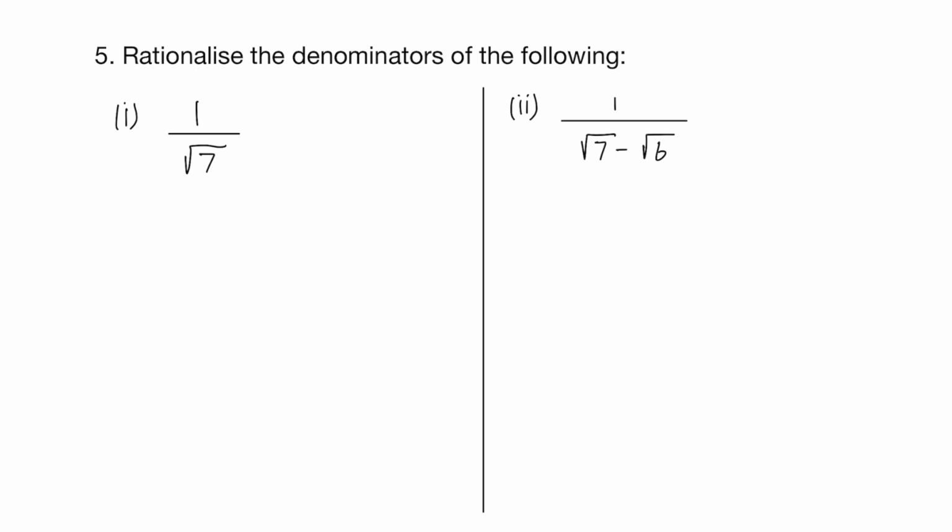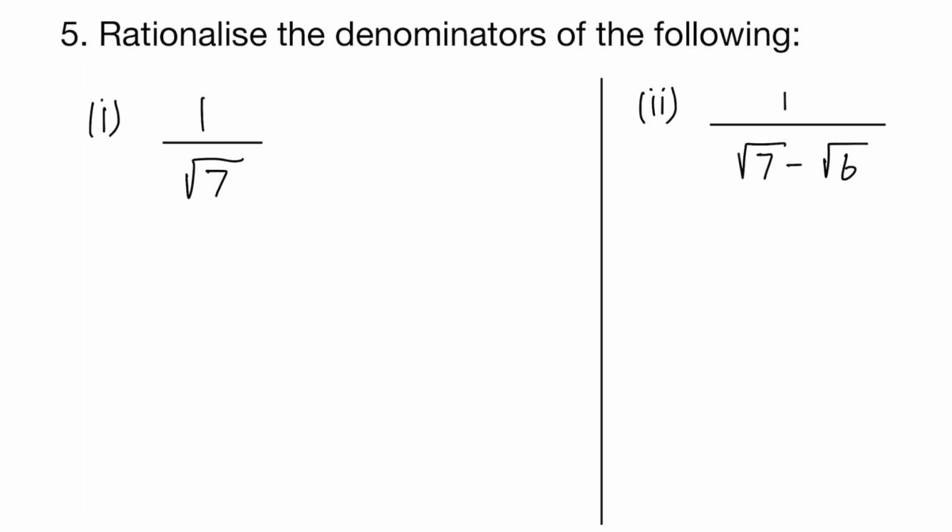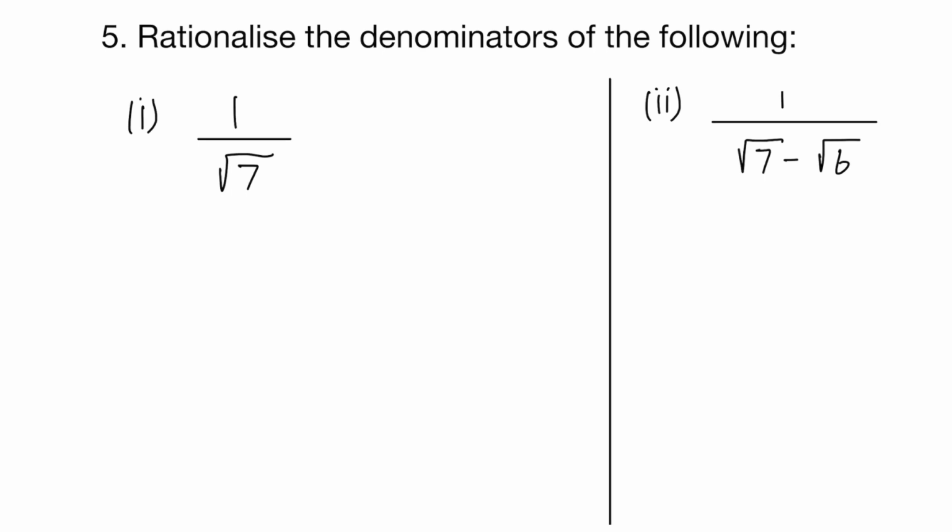Let me just read the question first. Rationalize the denominators of the following. We have been given a few subdivisions. Let us start with the first subdivision here, which is 1 divided by root 7.